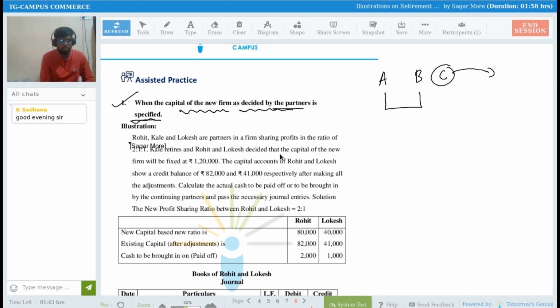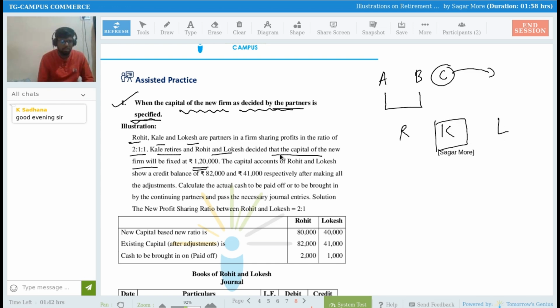See, Rohit, Kale and Lokesh are partners in the firm, sharing the profits in the ratio of 2:1:1. Kale retires and Rohit and Lokesh decided that the capital of the new firm will be fixed at rupees 1,20,000. So here they have already decided that capital will be 1,20,000 rupees for the entire firm, right? So Rohit, Kale and Lokesh were the partners. Who is retiring?